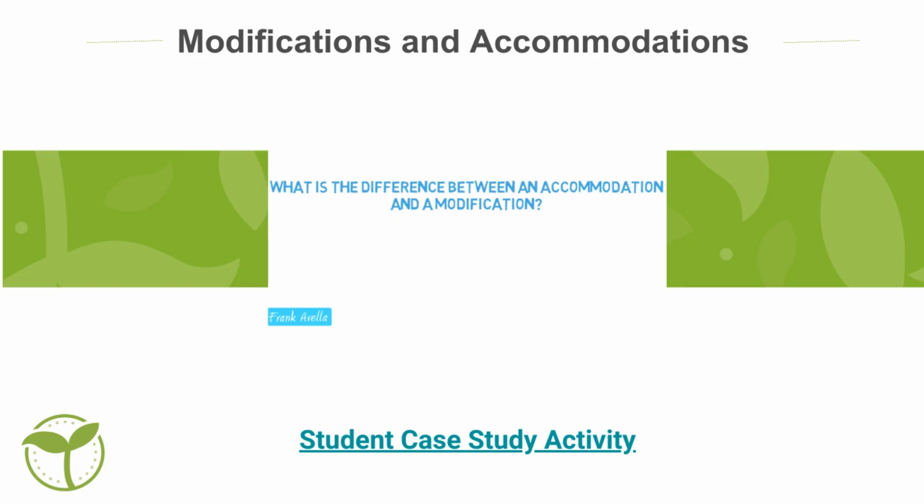Modifications change what a student learns. They change their curriculum expectation. Examples include reducing the number of problems on an assignment, simplifying the vocabulary, or grading on a different standard than their peers. If you are ever unsure, always default to the language of the student's plan. We have a student case study activity linked to your resource sheet, which provides examples to help you practice differentiating between accommodations and modifications.